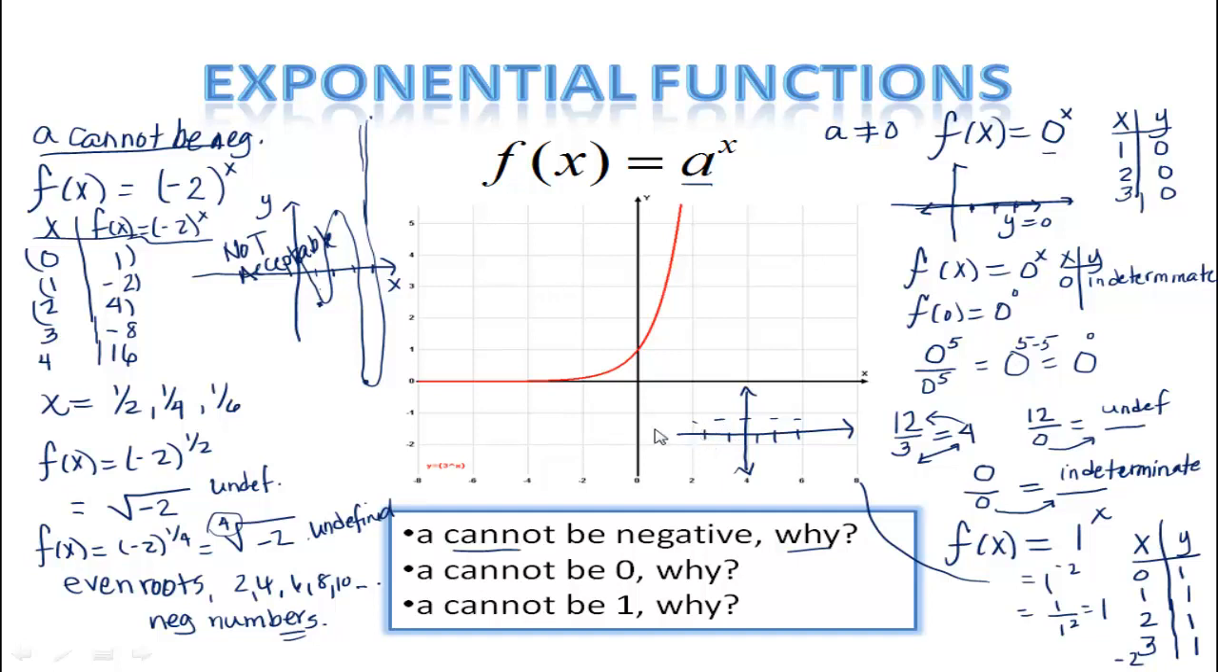When it's negative 2. So you'll get a constant function at y equal to 1, and this is not an exponential function. So that's why a cannot be 1 or 0, because in both cases you will get a constant function. And additionally, when it's 0, remember this problem here, the indeterminate form. So it can't be 0 because it becomes a constant function, and also indeterminate for x equal to 0. It can't be 1 because it becomes a constant function.